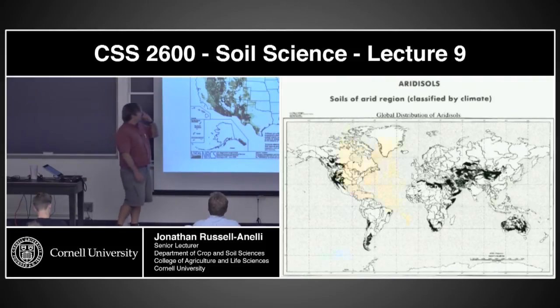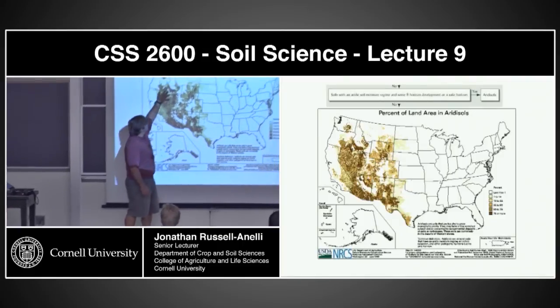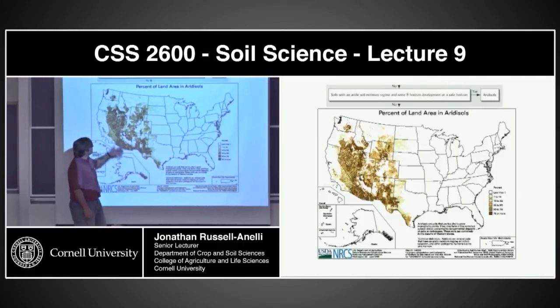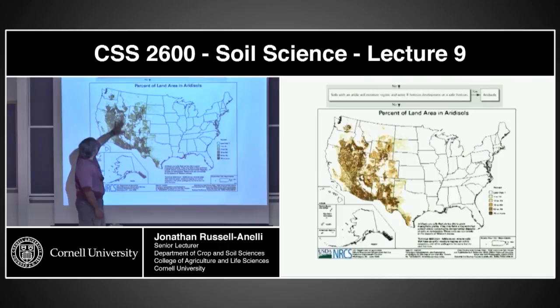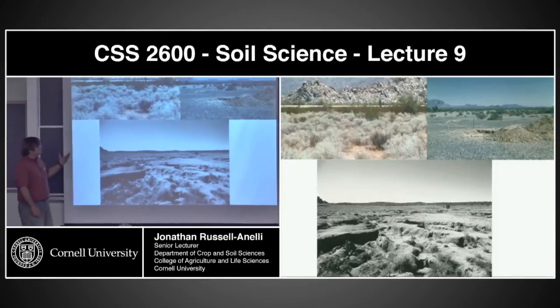This is the distribution in the United States. I mean, no big surprise here. Central Valley, Death Valley, Ridge and Valley, the Great Basin. You know, that's no big surprise where you find these soils. This is what the landscape looks like.